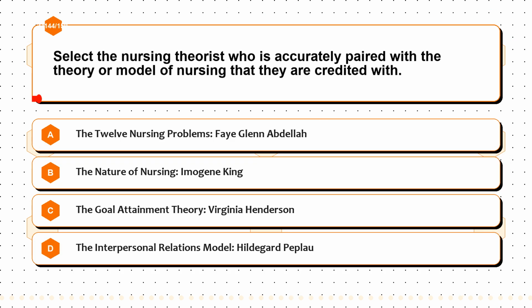Question 144. Select the nursing theorist who is accurately paired with the theory or model of nursing that they are credited with. Here are the options. Option A. The 12 Nursing Problems, Faye Abdellah. Option B. The Nature of Nursing, Imogene King. Option C. The Goal Attainment Theory, Virginia Henderson. Option D. The Interpersonal Relations Model, Hildegard Peplau.